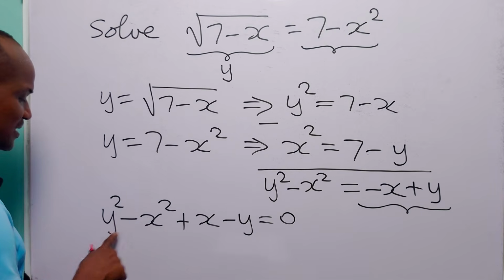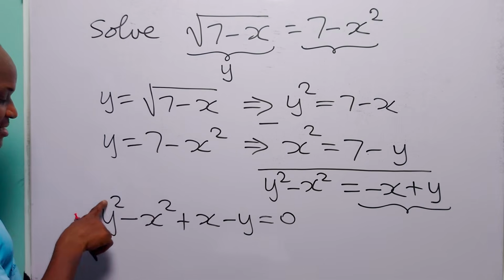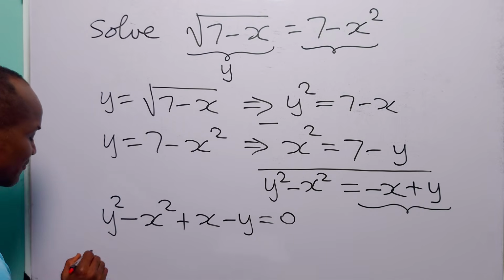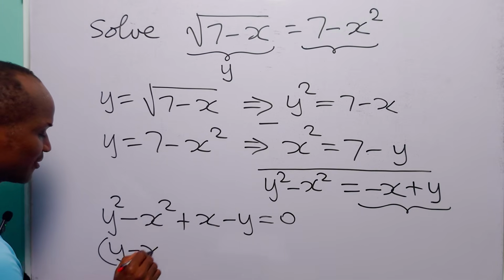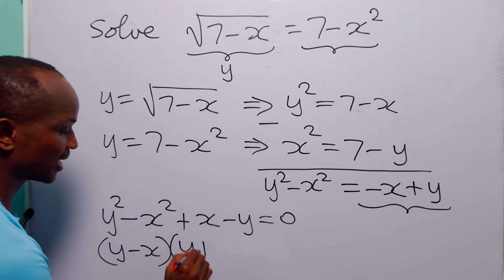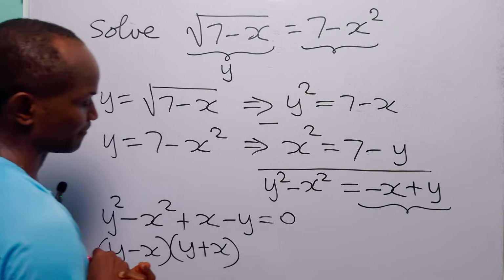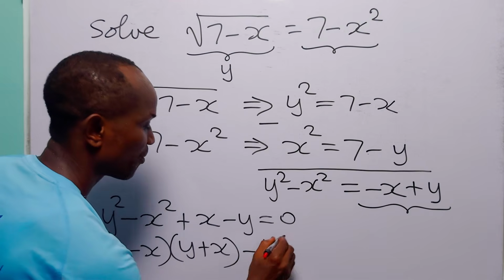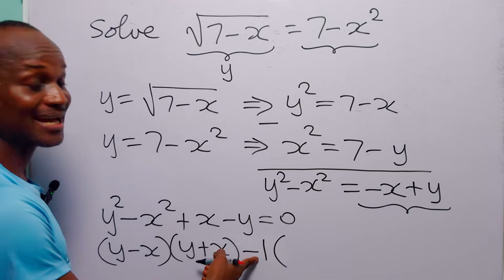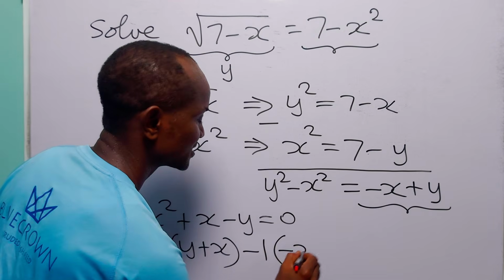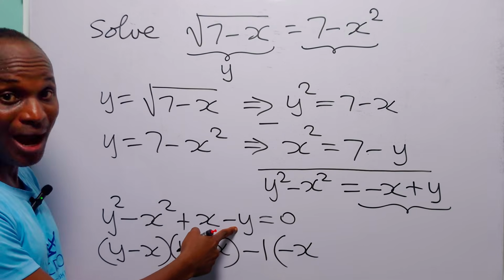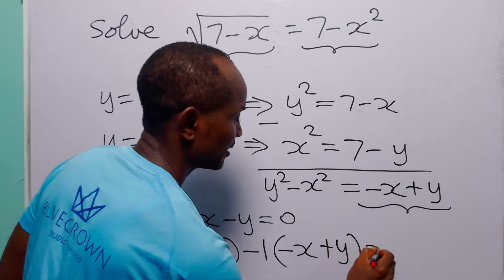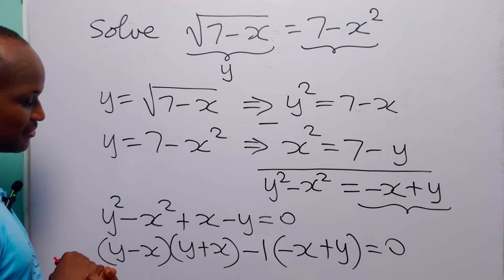Now let us look at these two terms. You will see the difference of two squares, and you know how we factorize the difference of two squares. We can factorize this as y minus x times y plus x. Now let us look at these two terms. We have minus 1. Now, x divided by minus 1 is minus x, and minus y divided by minus 1 is plus y. Now, this is still equal to 0.